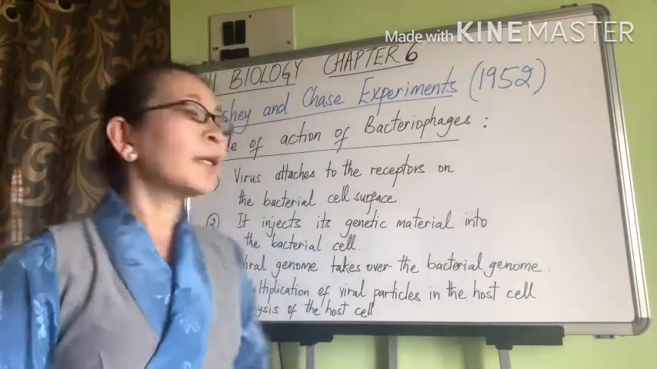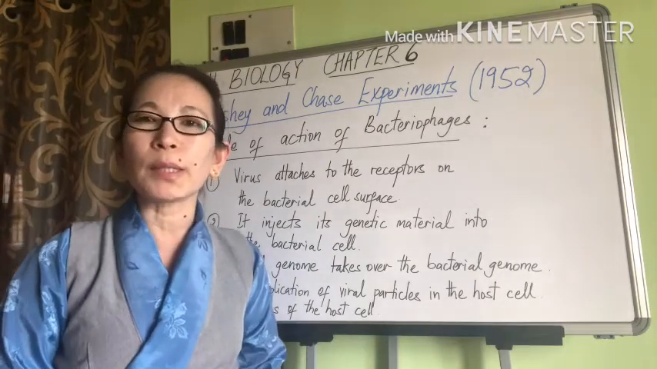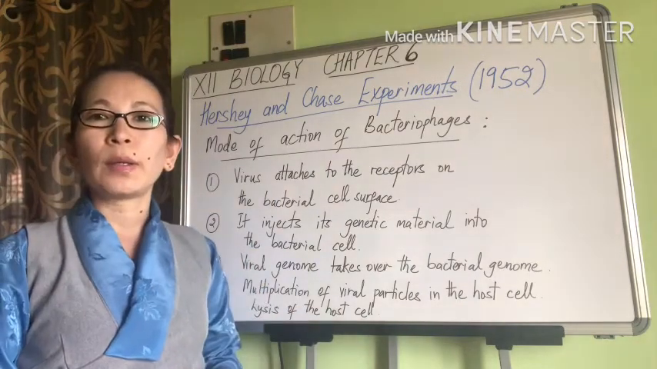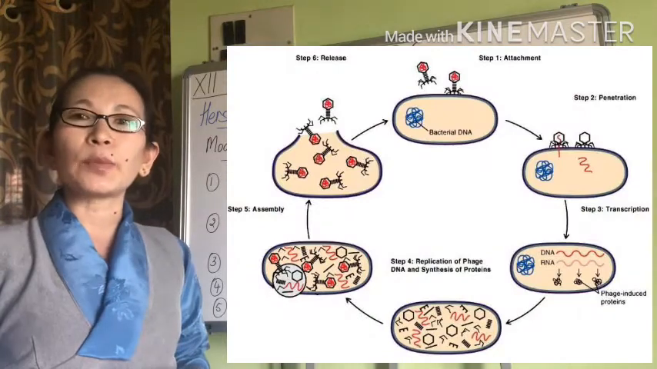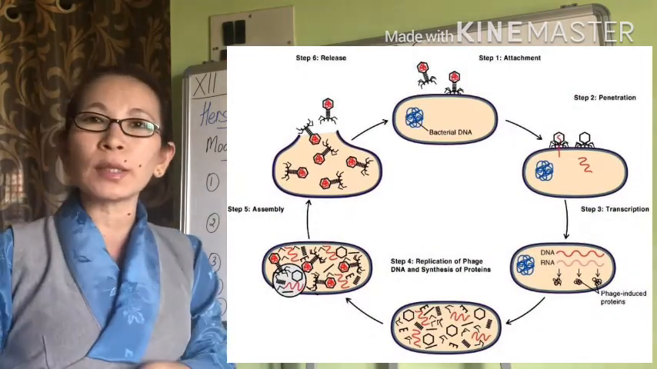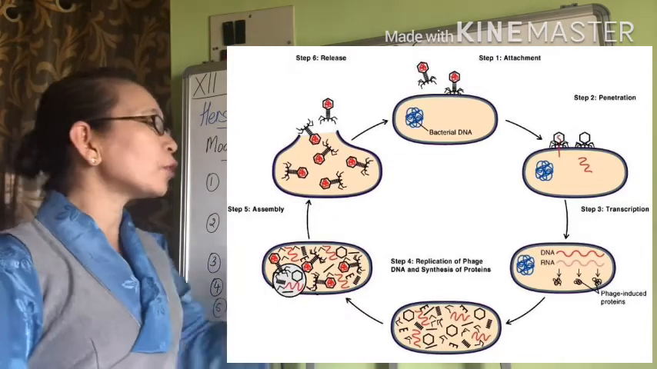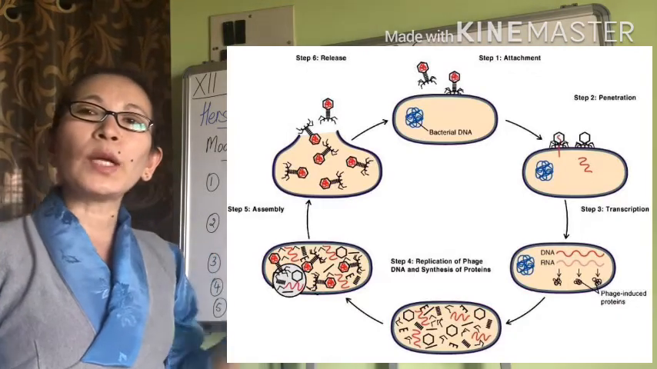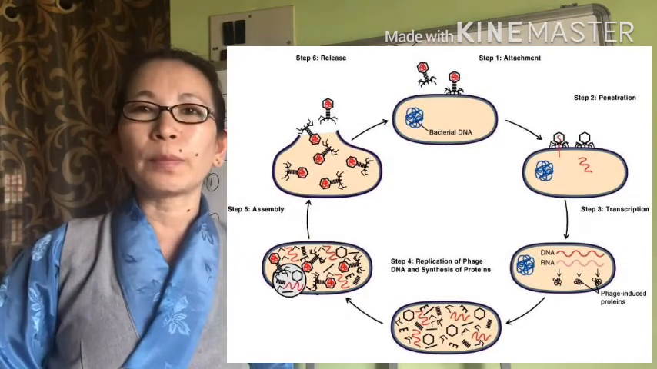Let me briefly explain the mode of action of bacteriophages, or how these viruses infect bacteria. These facts were already known to the scientists during that time. As you see in the illustration, the first step is viral attachment. The viruses attach to the receptors on the bacterial cell surface, and this is followed by injection or penetration of the viral genetic material into the bacterial cell. The subsequent event would result in the multiplication of new viruses in the bacteria.